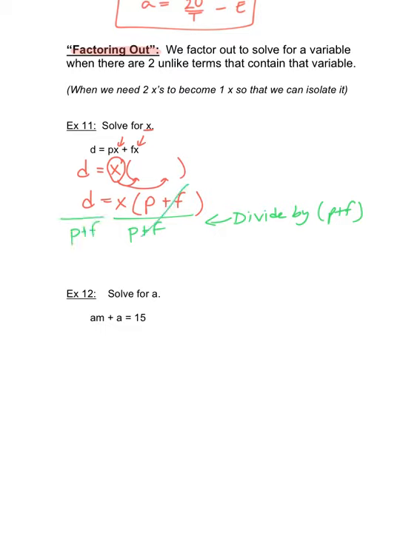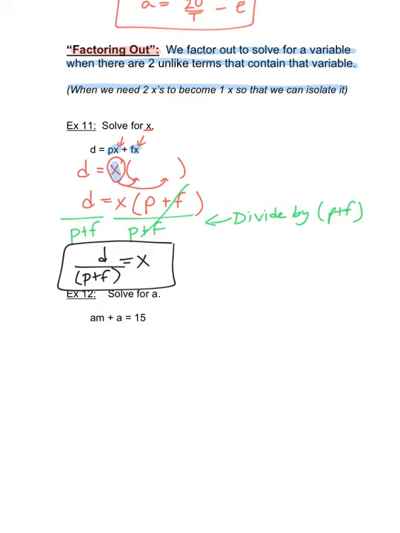The parentheses are optional. You could or could not put them. It's up to you. And so our final answer is now x is isolated: d divided by p plus f. Again, parentheses optional. Going back up to the top, we factor out to solve for a variable when there are two unlike terms that contain that variable, like px and fx. We need the two x's to become one x so that we can isolate it. So what we do is we put it outside of the parentheses in front.